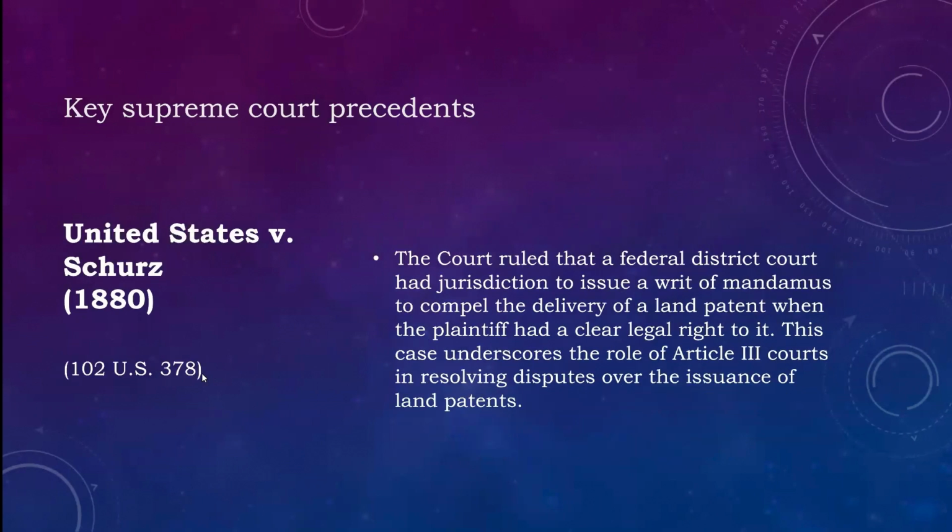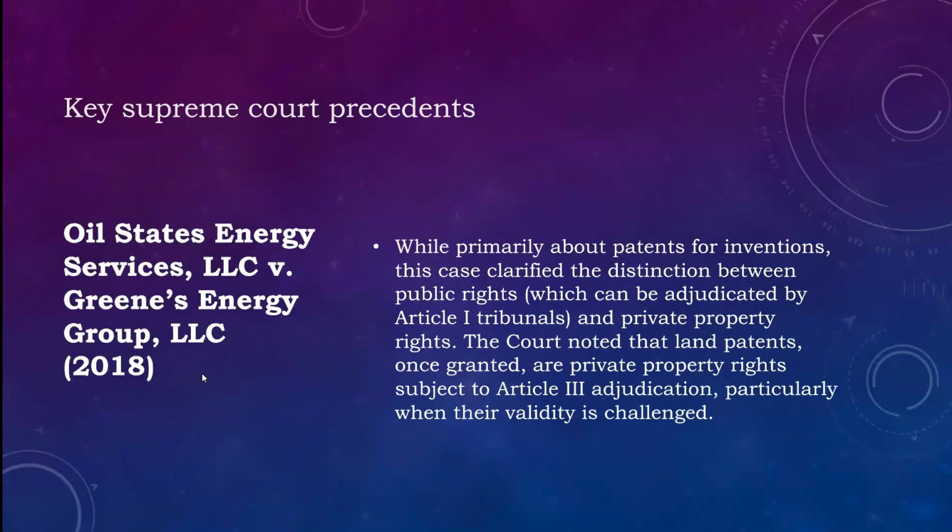U.S. v. Schurz, the court ruled that a federal district court had jurisdiction to issue a writ of mandamus to compel the delivery of a land patent when the plaintiff had a clear legal right to it. This case underscores the role of Article 3 courts in resolving disputes over the issuance of land patents. Oil States Energy Services v. Green's Energy Group. While primarily about patents for inventions, this case clarified the distinction between public rights, which can be adjudicated by Article 1 tribunals, and private property rights. The court noted that land patents, once granted, are private property rights subject to Article 3 adjudication, particularly when their validity is challenged.